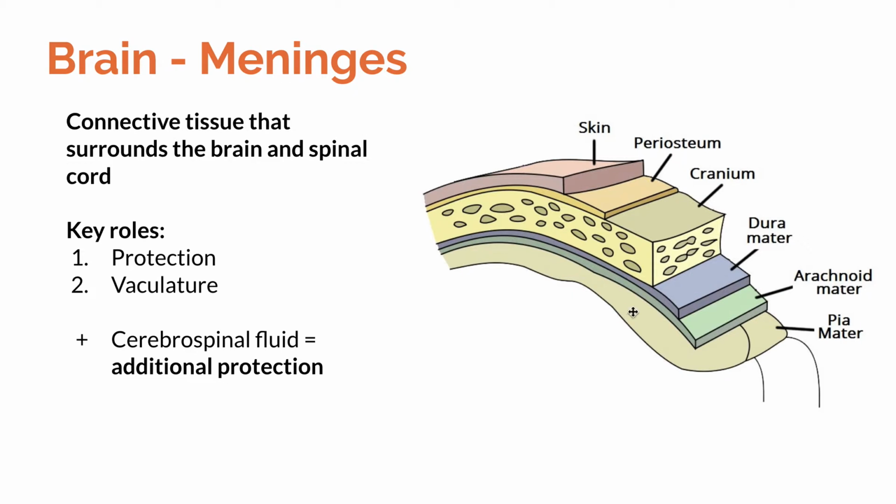And then we have the meninges, which are going to cover our brain and spinal cord, and they're made up of connective tissue. Their key roles are protecting the brain and the spinal cord, as well as they provide blood supply to the brain and spinal cord. If we add in cerebrospinal fluid, we get additional protection, as the cerebrospinal fluid is not only a physical protective structure, but also a shock absorber. And it also reduces the relative weight of our central nervous system as well. It also plays a key role in removing waste from our central nervous system.